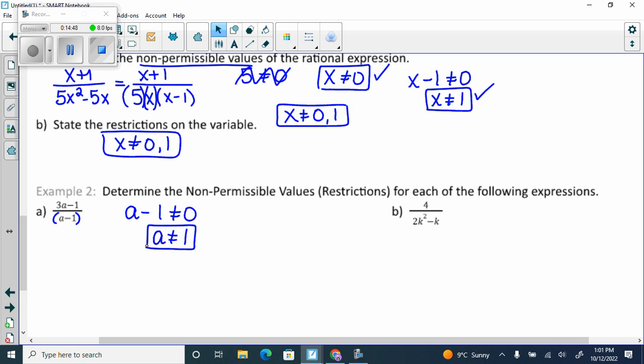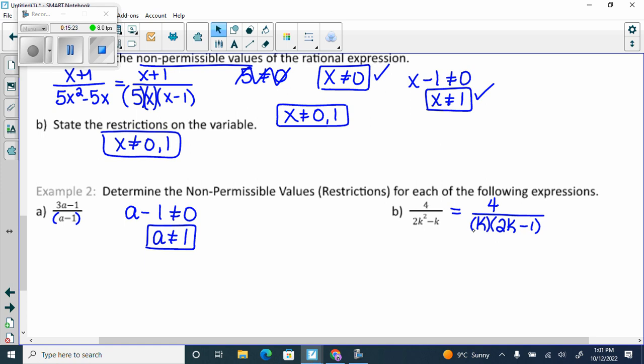You see that? So B, before I go to do B, I have to ask myself, can I take a GCF out of the denominator, or is it a difference of squares? GCF. What can I take out of this denominator? I think I heard someone whisper K. K is correct. When I take a K out of 2K squared, I'm left with 2K. When I take a K out of negative K, I'm left with negative 1. And those are my two brackets.